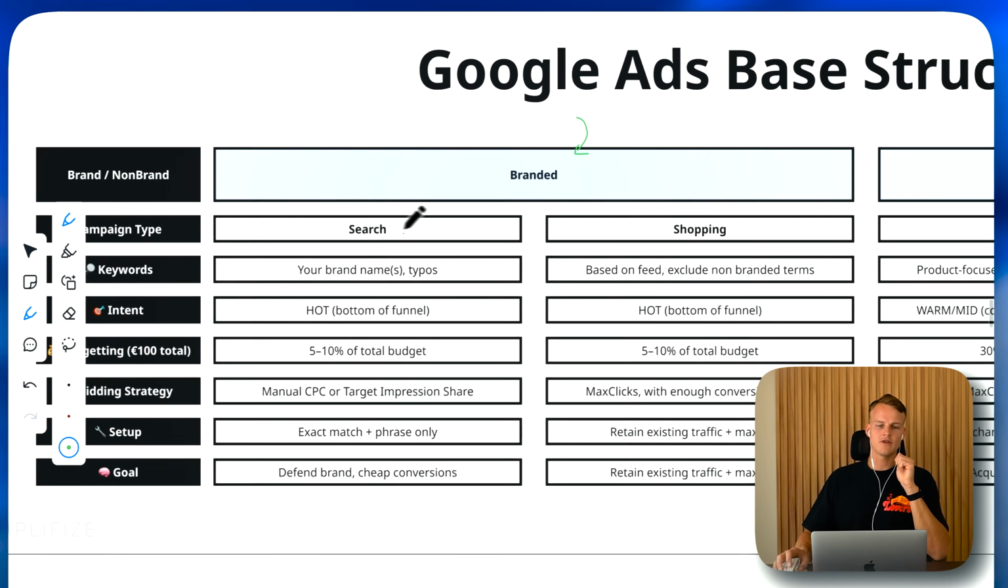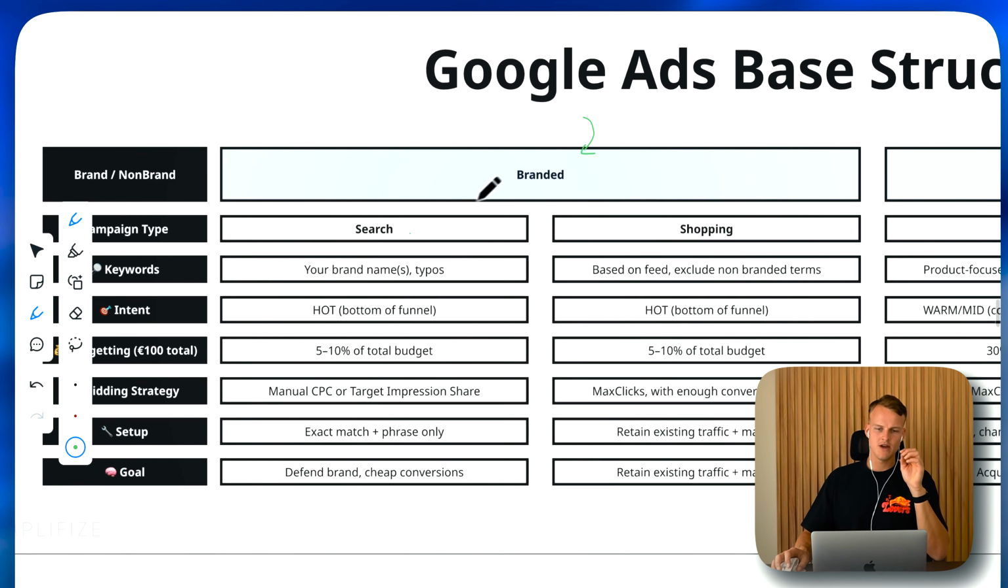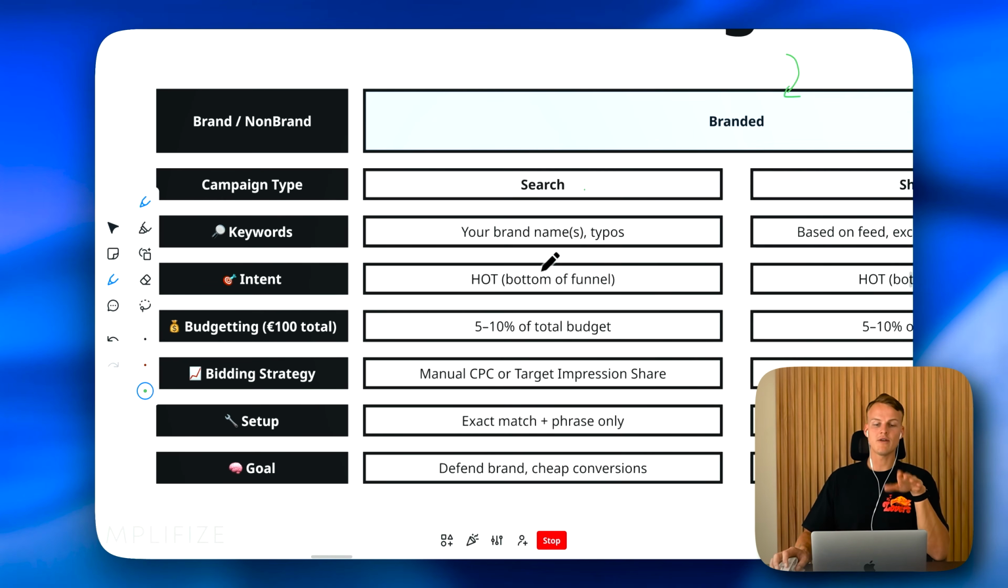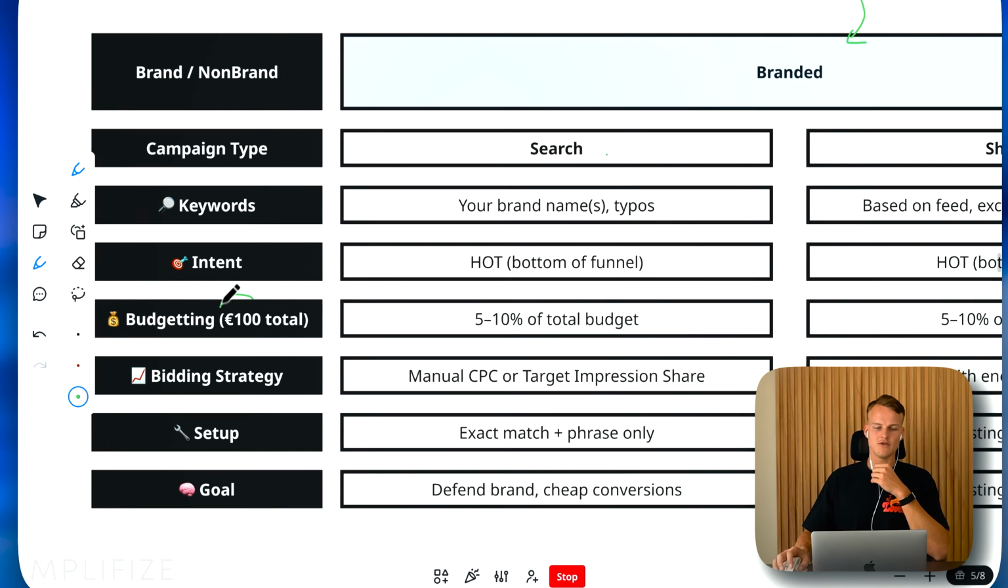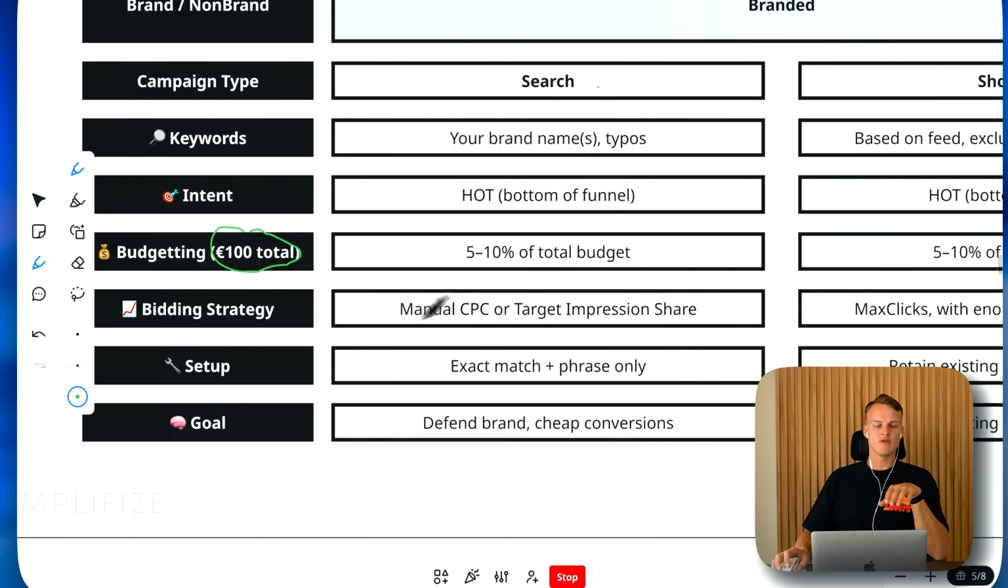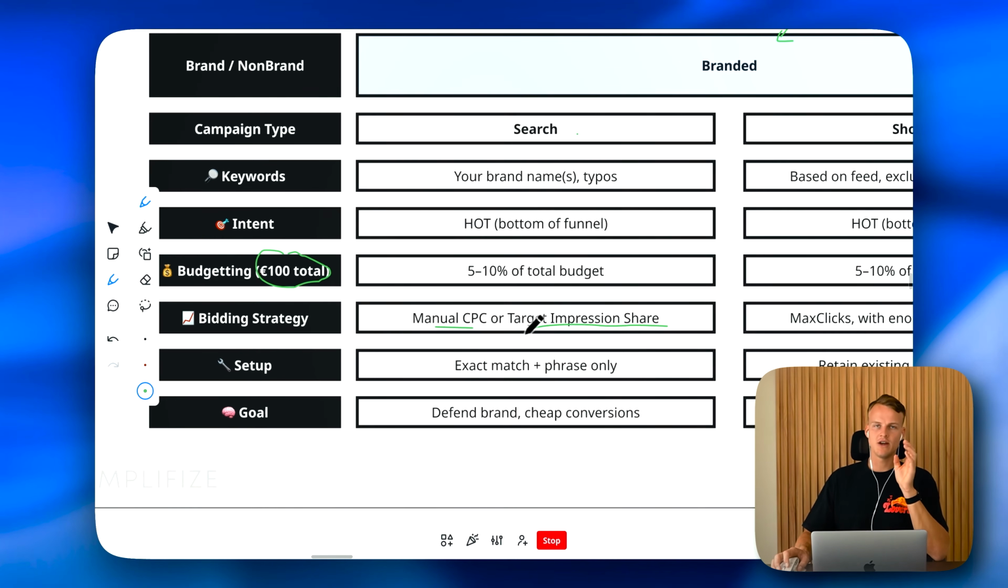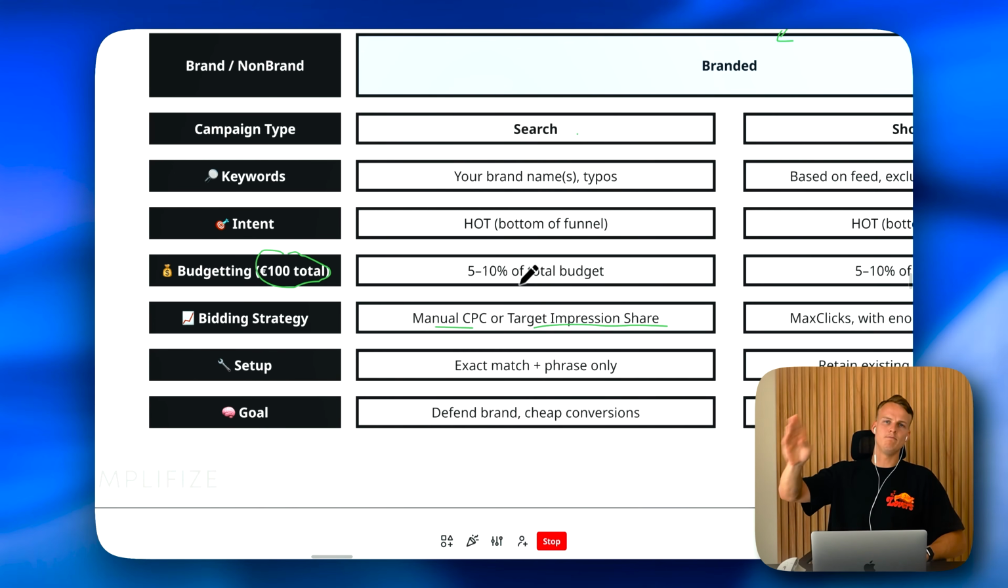And I'll go over the campaign types now. So the branded search is for your brand name, right, and typos. The intent is very hot, so bottom of funnel. The budgeting is 5 to 10% of your total budget, and you start out with 50 to 100 euros in total. In terms of the bidding strategy, you want to use manual CPC or target impression share. I would generally go for manual CPC. Do your keyword research in the Google Ads Keyword Planner. See what the top of the page bid is looking like and bid that for your own brand name.